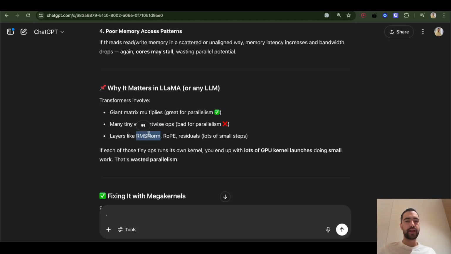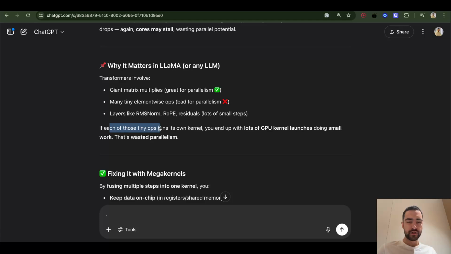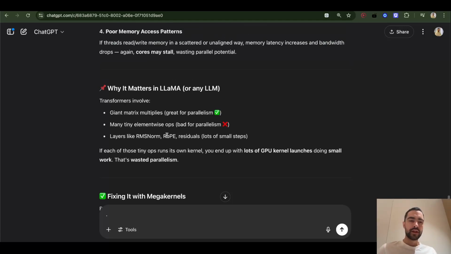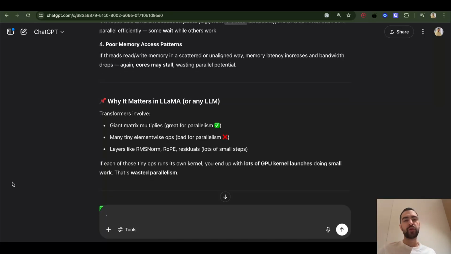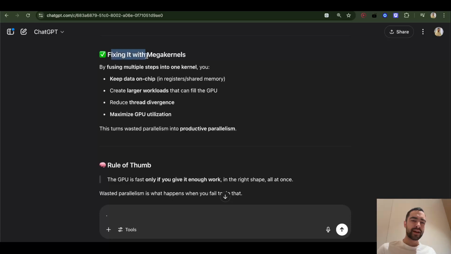RMS norm is a bunch of small steps. Each of those tiny operations runs its own kernel. You end up with lots of GPU kernel launches doing small work. That's wasted parallelism. You can combine these small operations into one big operation, and then that will run in parallel on the GPU. It will launch threads in parallel. It will utilize 100% of the cores, or close to 100%, if the operation is big and complex enough. So we can fix it with mega kernels.